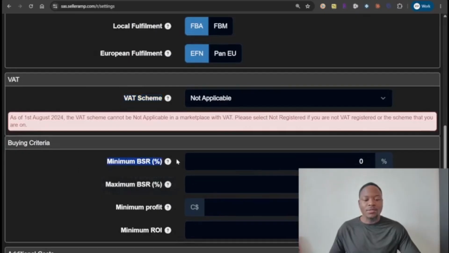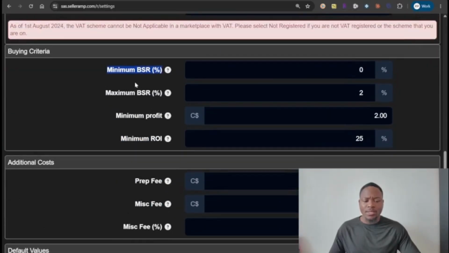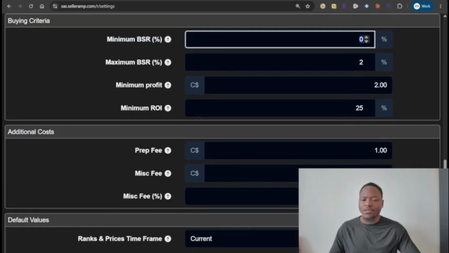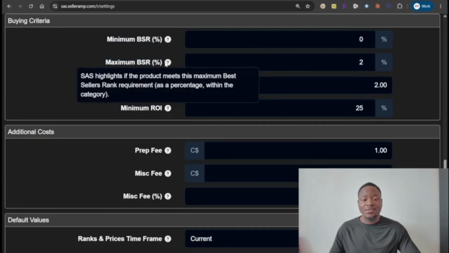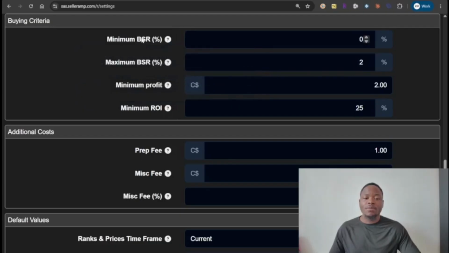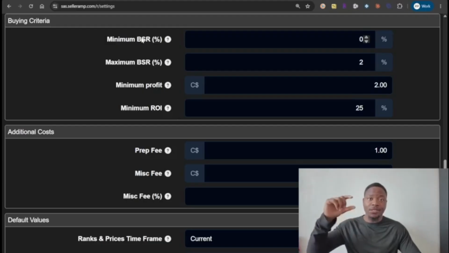So now this is where we get to the fun stuff. Okay. So the buying criteria. So the minimum BSR, we want to keep this at 0%. Maximum BSR, we want to keep this at 2%. So those are the values by default. And the BSR, what it stands for is the best selling rate, right? So by percentage, they like to put this into tiers.